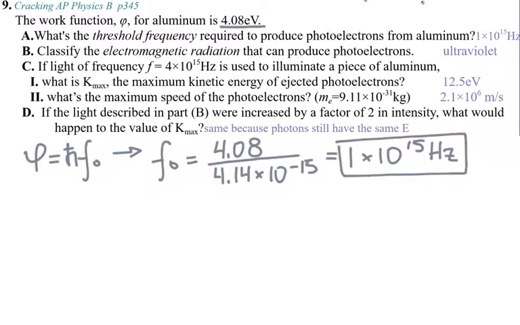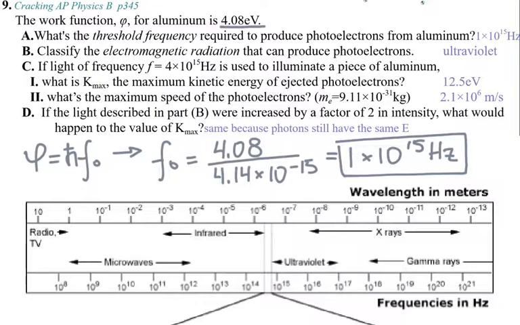So that's for A. For part B, classify the electromagnetic radiation that can produce photoelectrons of this frequency, and you have to look at the chart. And the chart, the electromagnetic chart. Here I got the chart for you.